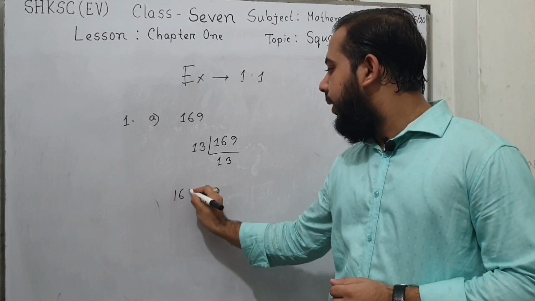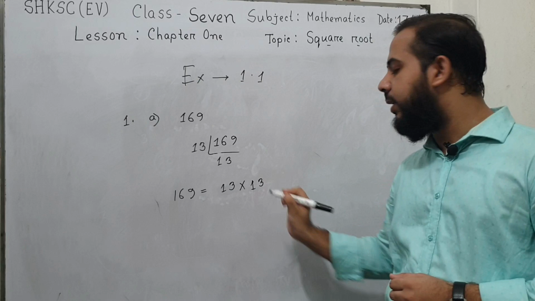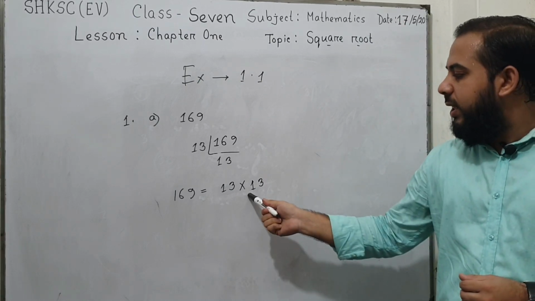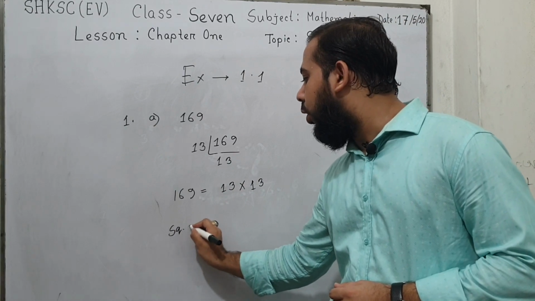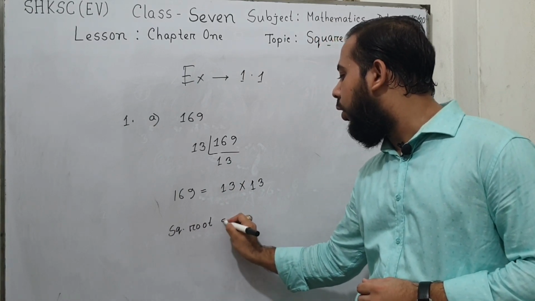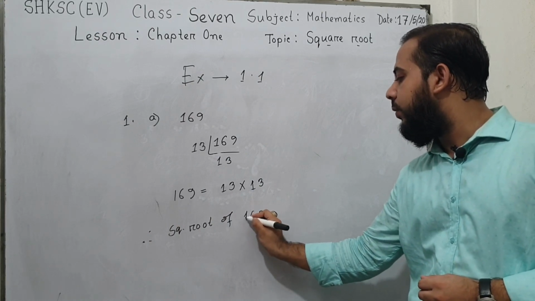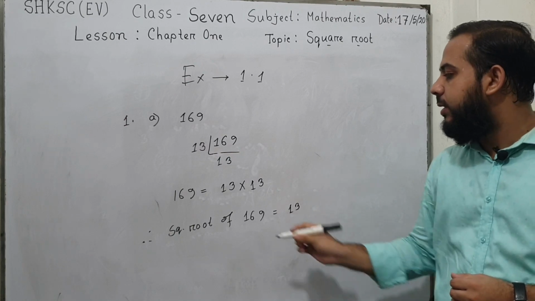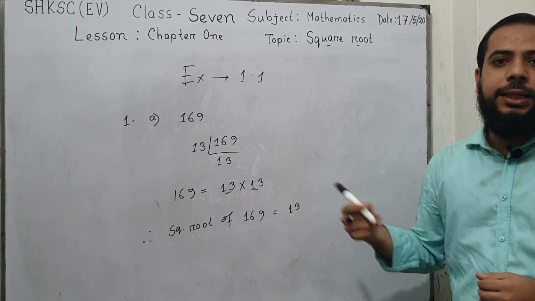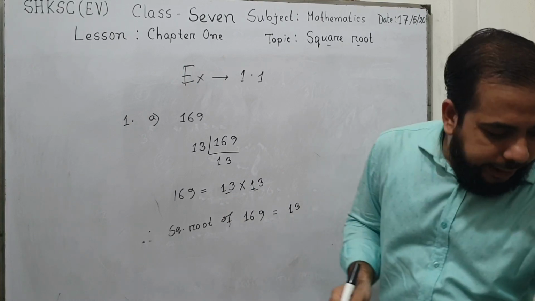Now you see, we can write this number as 13 times 13. So what is the square root of this number? The square root of 169 is 13, because the square is 13 times 13 and the square root is only 13. Okay, now move on to the next example.